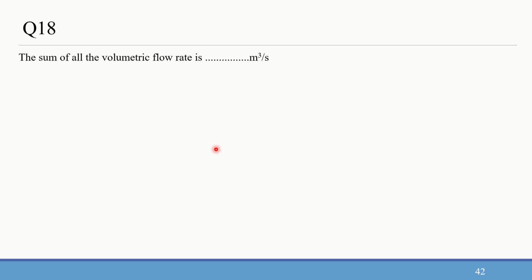Question 8: the sum of all volumetric flow rates is dash meter cube per second. It is actually 0 because it is connected in a junction, therefore it is kind of a loop. So it is 0. Similarly, the next question: the sum of all flow velocities is dash meter per second. Again, this is 0 because it is connecting in a junction. So according to the concept, the net flow is therefore 0.